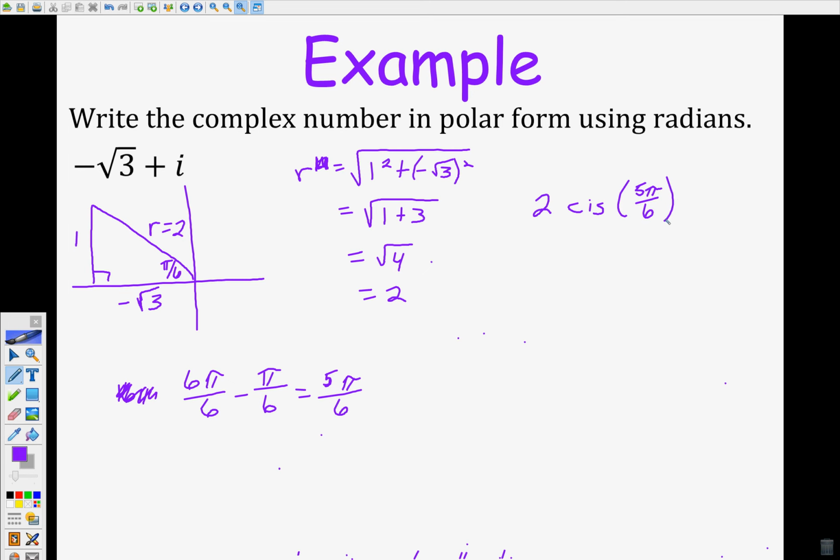Now remember, just so I make sure I'm clear, more often than not, your book uses the cis because it's the shortest abbreviation. But that is the same thing as saying 2 times cosine 5 pi over 6 plus i sine of 5 pi over 6. Right? Those two mean the exact same thing.